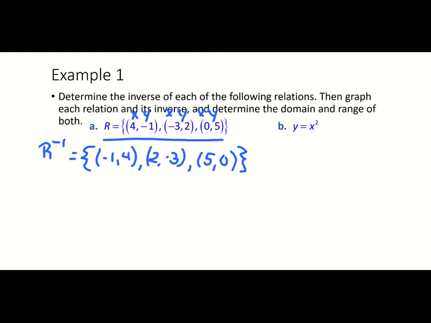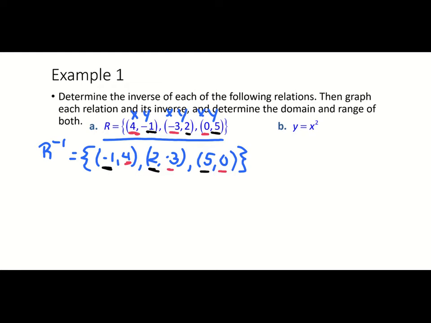Okay, we're not going to worry about graphing the ordered pairs. You guys can do that. But the domain and the range. The domain for the original relation was 4, -3, 0. And my range was -1, 2, and 5. But if you look down here, my domain in my inverse is -1, 2, and 5. And my range is 4, -3, and 0. So the opposite there.